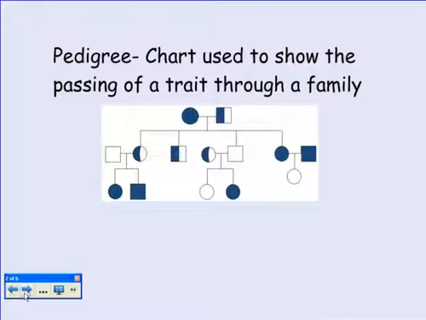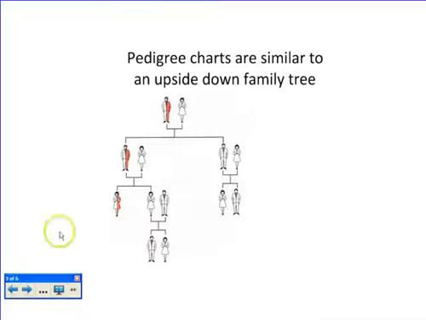All right, let's get started. First off, basically what it is is a chart to show you how traits are passed down through a family. And notice this weird, crazy looking thing here shows you some things are shaded, some things aren't. We're going to talk about why some things are shaded and why some are not. It's also considered like an upside down family tree. So if you notice, up here is actually the oldest generation and down here is the youngest.